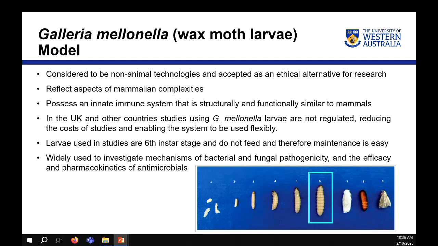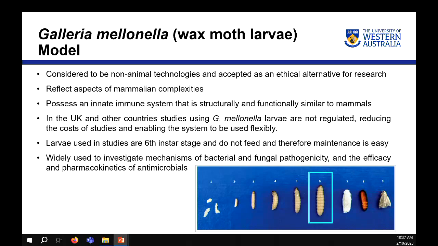And they reflect some mammalian complexities. They possess an innate immune system, but not an adaptive immune system. This innate immune system is structurally and functionally similar to mammals. In the UK and other countries, Galleria mellonella larvae aren't regulated, so again, you don't need ethics, reducing the cost of studies, enabling the system to be used flexibly.